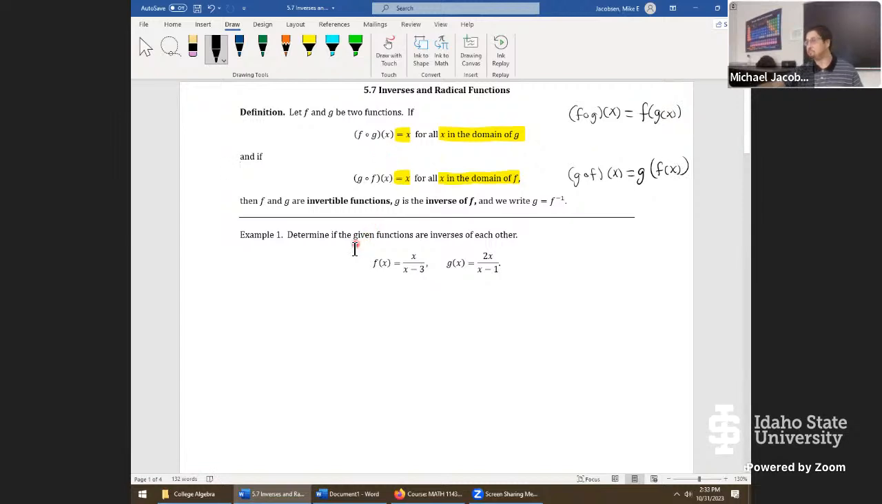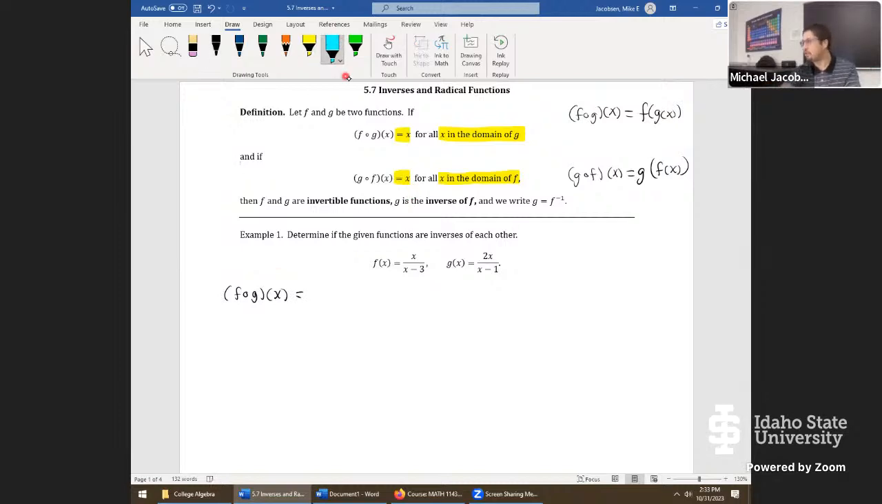But the way we use it is, if it says determine if the given functions are inverses of each other, just take your f and g and immediately do one or the other composition. I'll start with the top. If it comes out as x, then we have to do the other composition and show that equals x as well. It's possible to write down a function where one comes out as x, but the other doesn't, which is really pretty weird. And that's the reason for checking both of them.